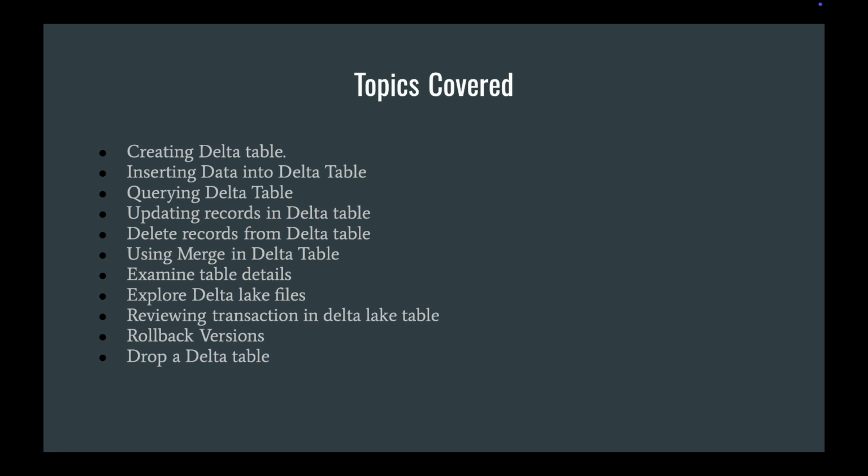So we will examine it, then we will explore those files for a Delta Lake table. Then we will review the transactions, like we will review the versions of a Delta Lake table. Then if we accidentally delete the entire records from a table, we will see how we can roll back to the previous version. Then finally we will just drop the table.